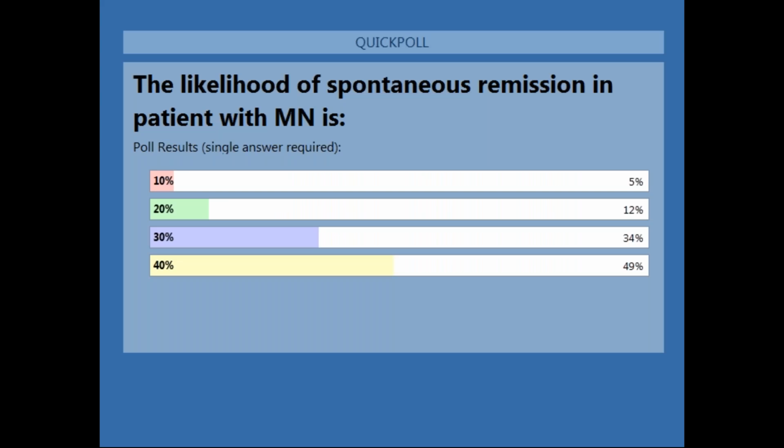Okay, excellent. So for 10%, A was answered by 5%, B 12%, C by 34%, and 40% by 49%. So there, the majority was right, I think. Okay, yeah. I think it's important to realize that there is a high incidence of spontaneous remission, so we need to be a little bit reluctant with very early treatment with immunosuppressive therapy.